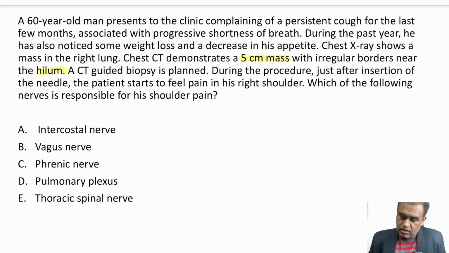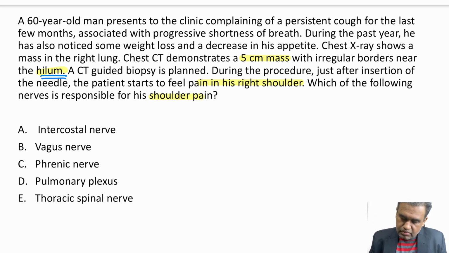CT guided biopsy is planned. During the procedure, just after insertion of the needle, the patient starts to feel the pain in his right shoulder. Which of the following nerves is responsible for this shoulder pain? So now anatomically they are saying that the site is where?